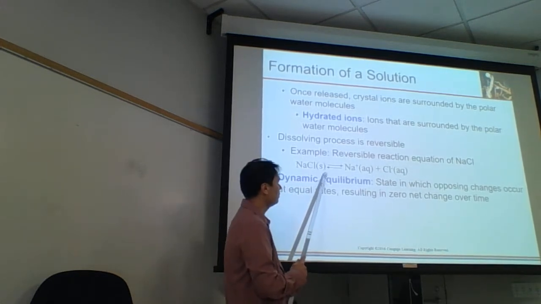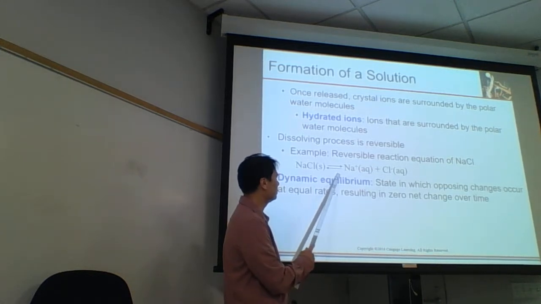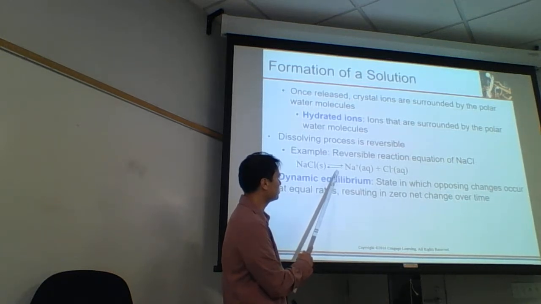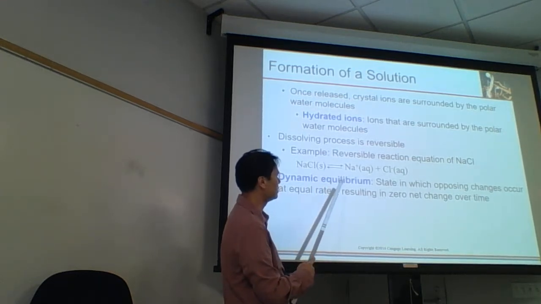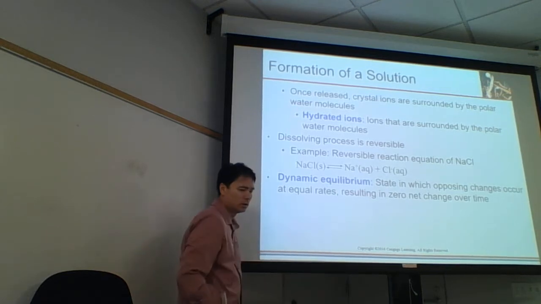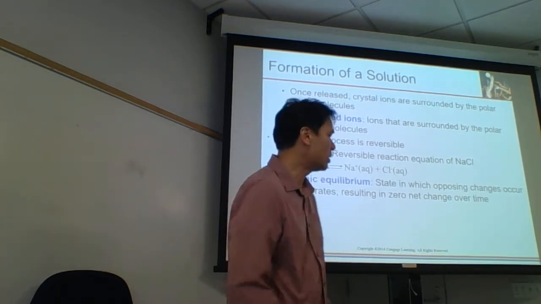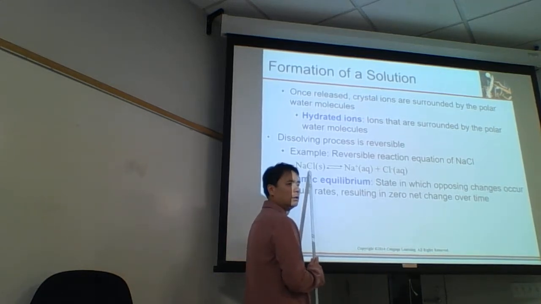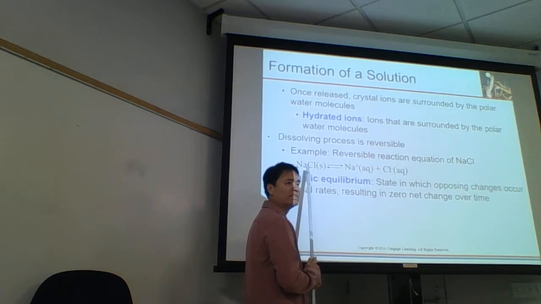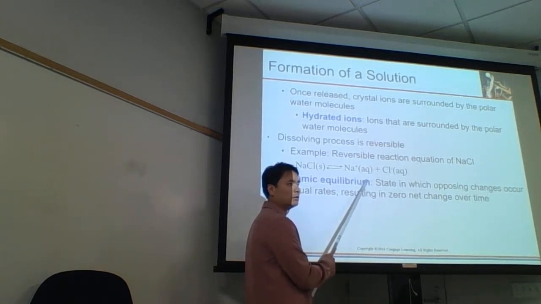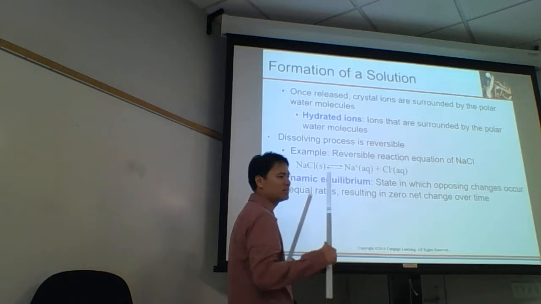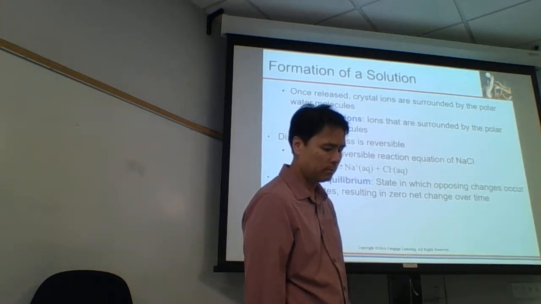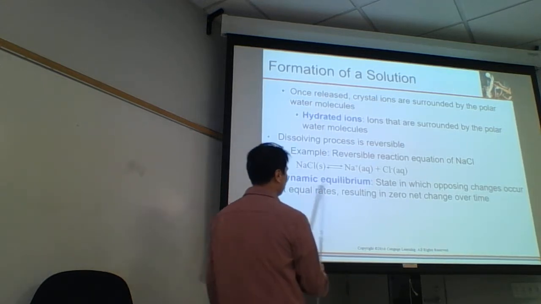There's a limit though. The limit is when we saturate it, we can only put about 36 grams of sodium chloride in 100 milliliters. Then it becomes saturated. When it becomes saturated, a dynamic equilibrium has occurred. The dynamic equilibrium is, once this becomes saturated, will more crystals of sodium chloride dissolve? Once it becomes saturated, I can't dissolve any more. It's full. It can't take any more. And so we've reached this state of equilibrium.